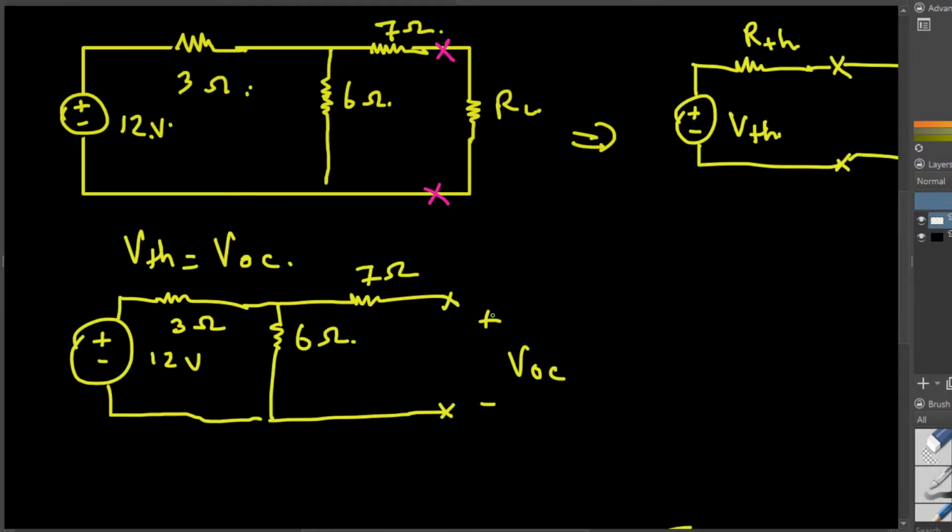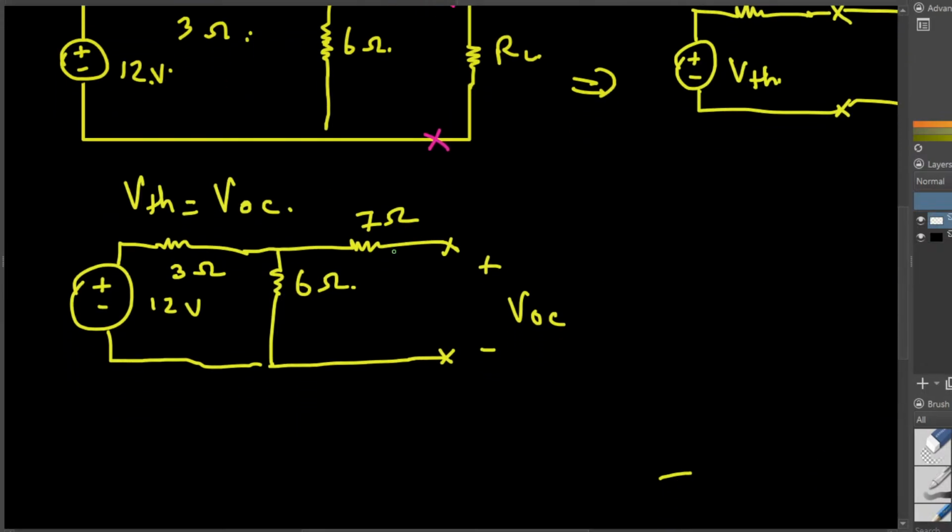Now you can see V open circuit is parallel to the 6 ohm resistance. When you have voltages in parallel, they are equal. So if you find the voltage at the 6 ohm resistance, that's the voltage V OC is going to have. So to find the voltage, you just have to find the voltage across the 6 ohm resistance. Now let's see how to do it. Also, since we have opened the circuit right here, this 7 ohm is useless because there's no current flow, so it doesn't do anything. You can just forget about it.